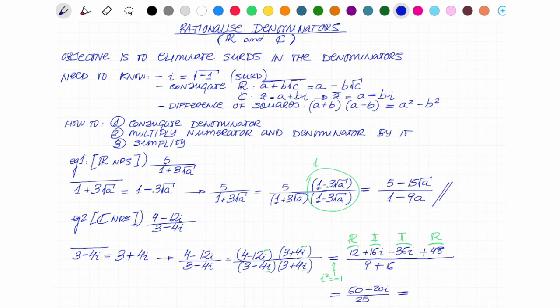And this is a number with an imaginary and a real part. So if we simplify, remember, this is going to be the real part. This is going to be the imaginary part. 60 over 25 is the same as 12 fifths, minus 20 over 25, which is 4 fifths of i. We cannot simplify any further, so we're done. Double bar it, and we're done.